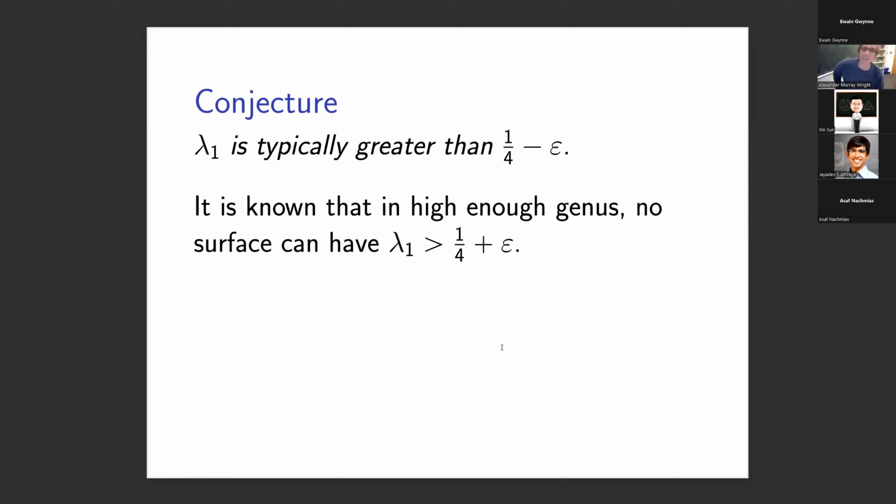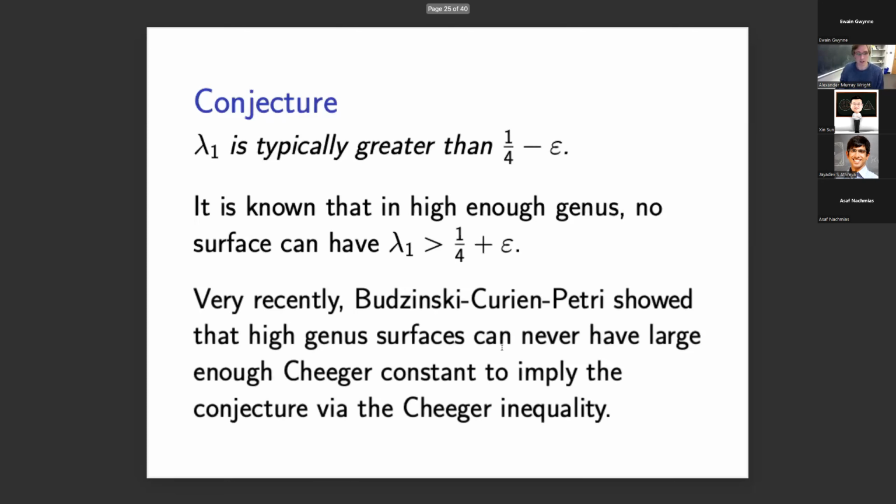So this is the holy grail for a number of people working in the area. I should say very recently. So when I say very recently, I mean since my paper with Lipnowski, there's a beautiful paper of Budzinski, Curie, and Petri that showed that high genus hyperbolic surfaces can never have a very big Cheeger constant.